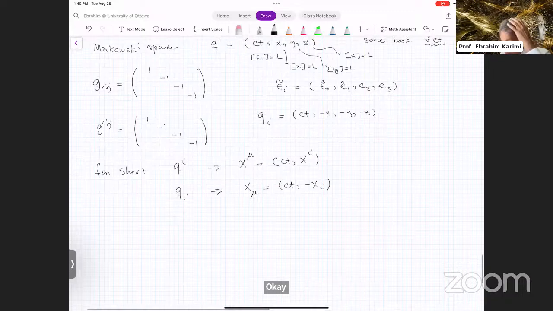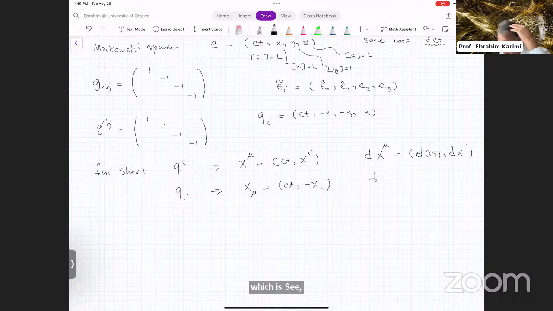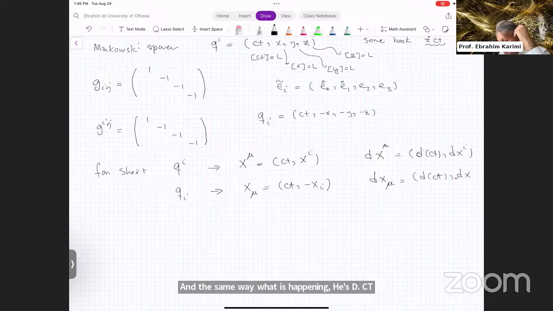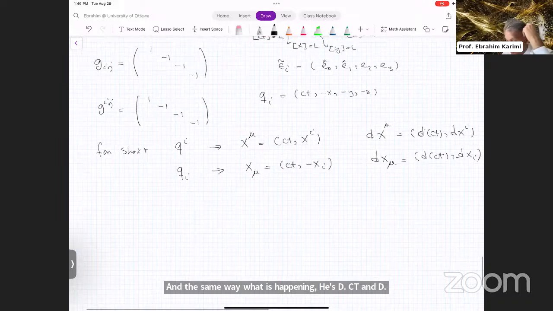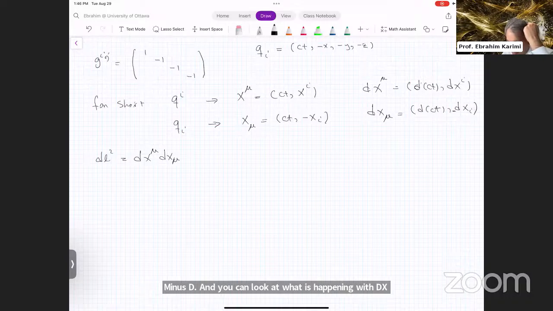So now you can look at what is happening with the dx^μ, which is dct and dxi. And the same way, what is happening with d_μ, which is dct and d minus dxi. And you can look at what is happening with dx^μ, which is the summation over the dummy index, which is the length in that space.